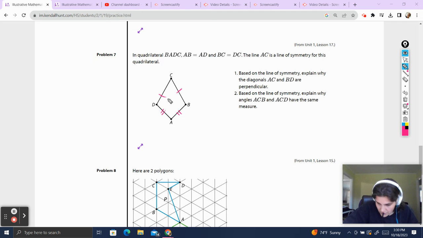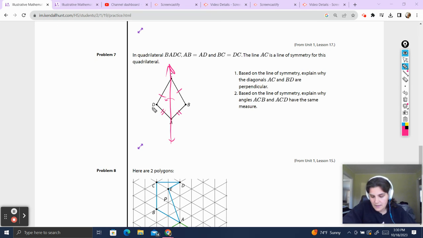The line of symmetry, AC, is a line of symmetry for this quadrilateral. So we have AC is a line of symmetry, which also means that if we reflect this shape over this, this angle would line up with that angle, because the line of symmetry is the same thing as the line of reflection.